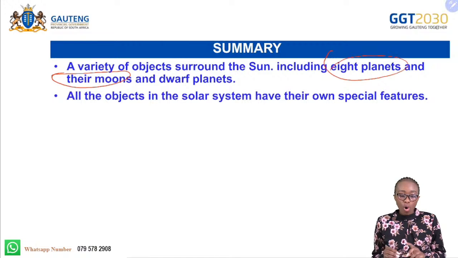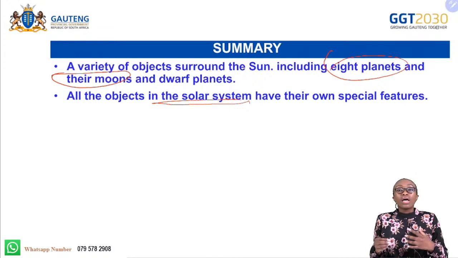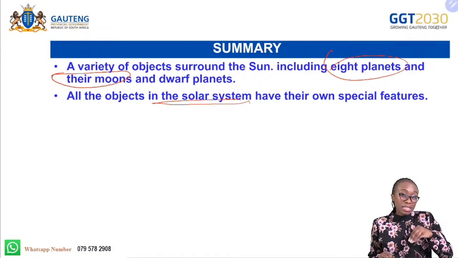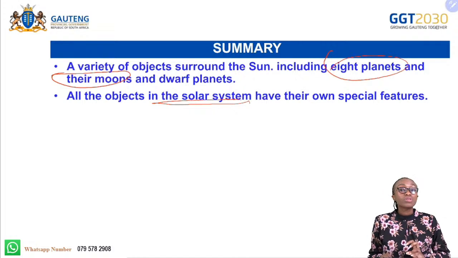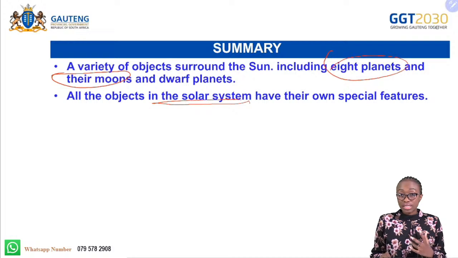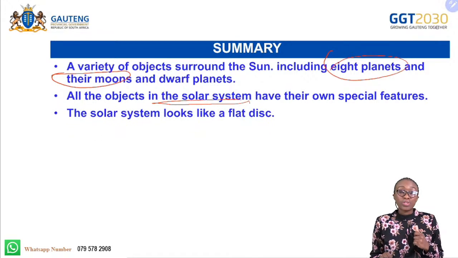And all the objects in the solar system have their own special features. So we call this all the solar system, and the sun is found in the center. It is found in the middle of the solar system. And all these other objects orbit around the sun and they have their own special features.